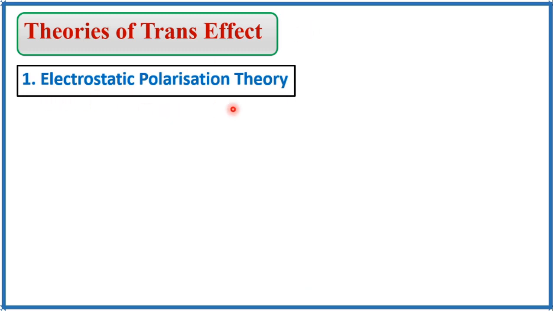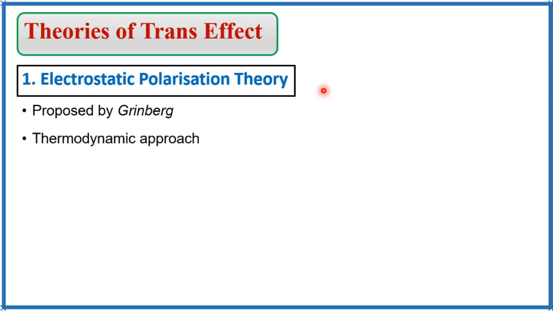To explain how this trans effect works, we have two theories. One is called the electrostatic polarization theory, proposed by Grinberg. Grinberg is the scientist who gave this theory of trans effect, and this is a thermodynamic approach, which means it depends on stability.